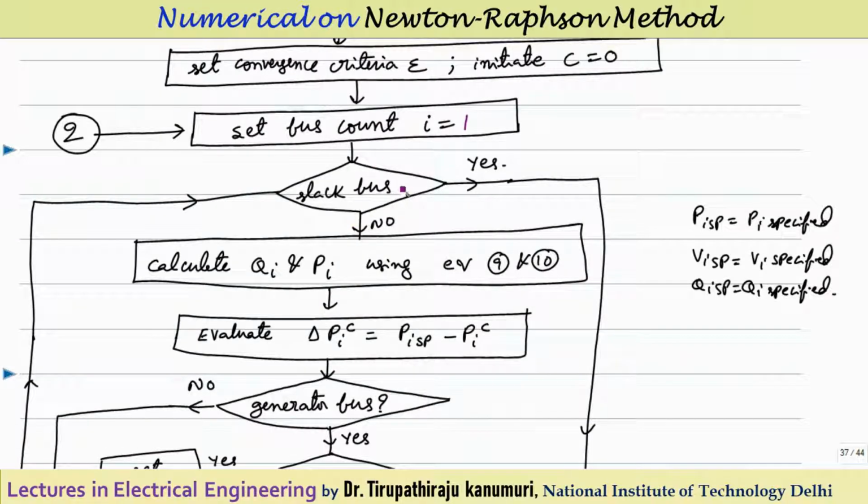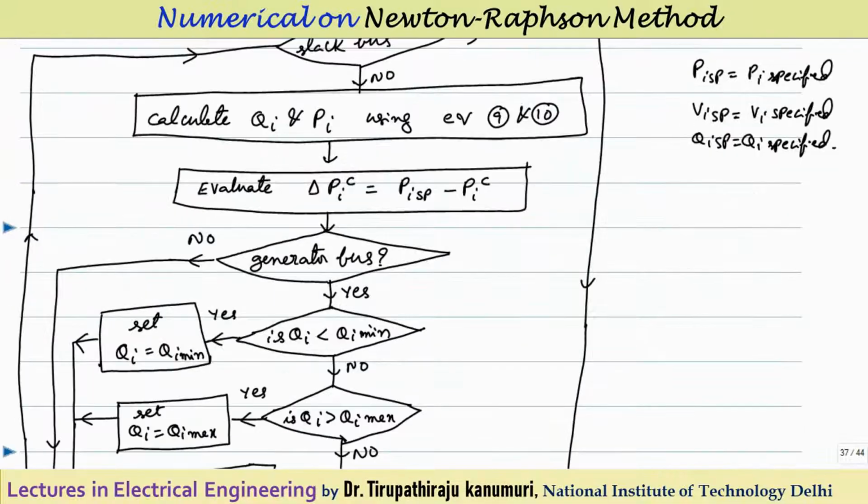First we check whether the bus is a slack bus or not. If it is a slack bus, we need not calculate anything. We just increment the bus count and go to the next bus. If it is not a slack bus, only in that case we have to calculate Pi and Qi, which are given by the formulas already discussed. Once Pi and Qi are calculated, first we evaluate delta Pi for the current iteration, which is equal to P specified minus P calculated using these formulas.